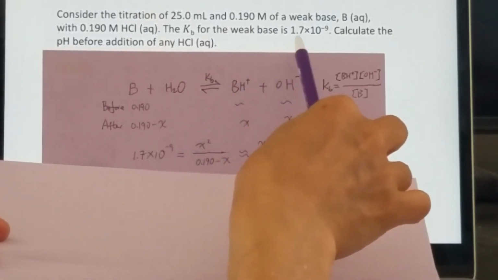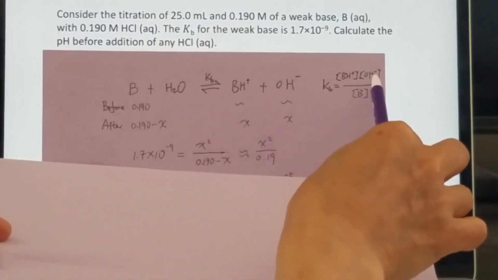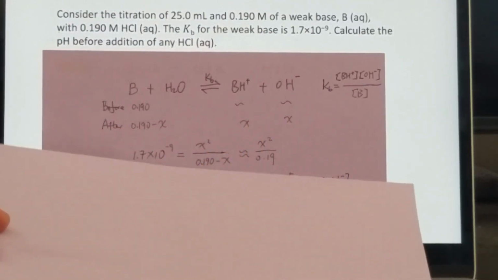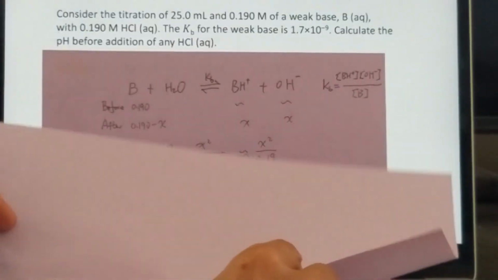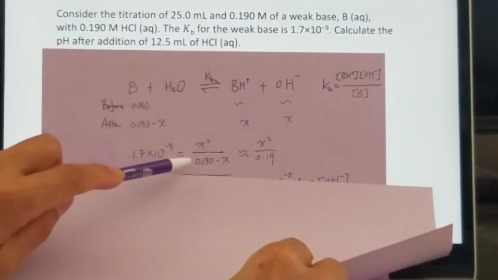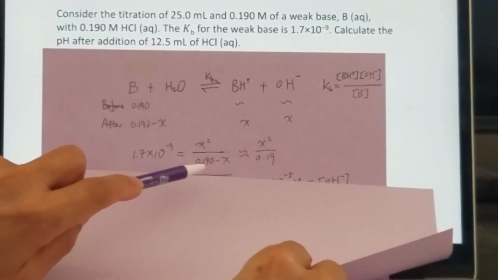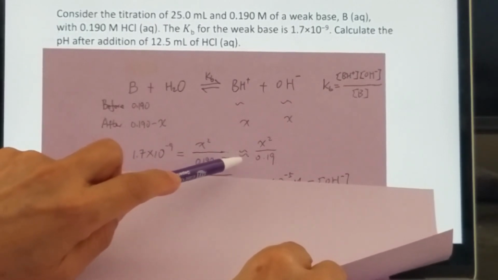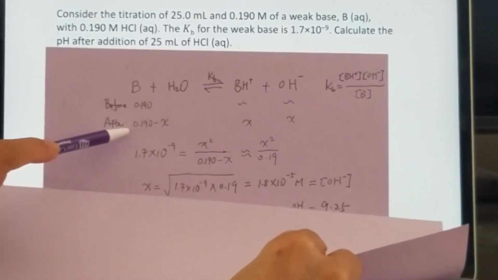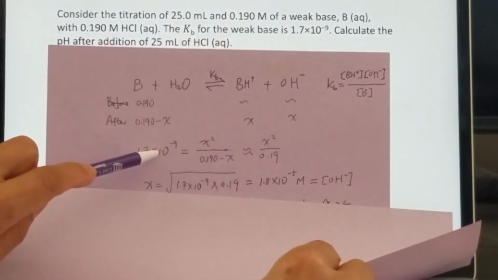All right, now we'll just rewrite the Kb. The Kb is given already in the question, so I will just write that down. BH plus is X, OH minus is X, so that's X times X, which is just X squared, over the concentration of B, which is 0.19 minus X. Since the Kb value is so small, we can carry out the approximation. So we just drop this X, leaving X squared over 0.19. From there, X can be calculated using the square root of the product of the two.